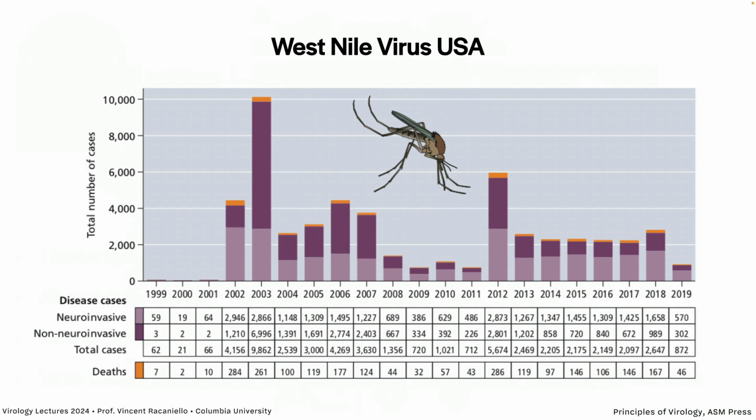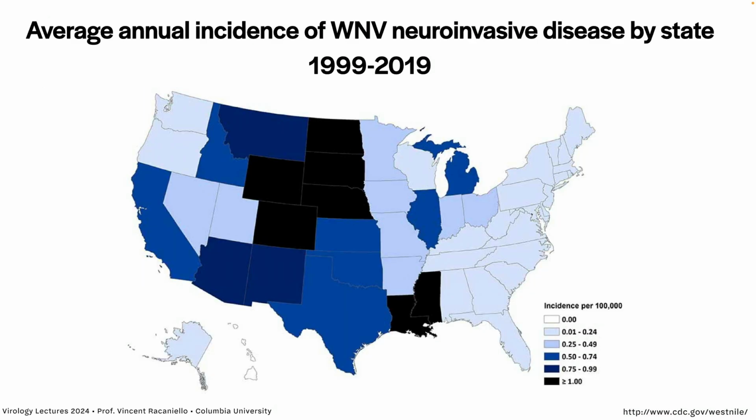So you can see a couple of things here. First of all, in some years there are many cases, and in other years there are not so many cases. We don't know why that would be. People have speculated about it, but we're not sure. And there are thousands of cases potentially every year. These are U.S. data, obviously more elsewhere.